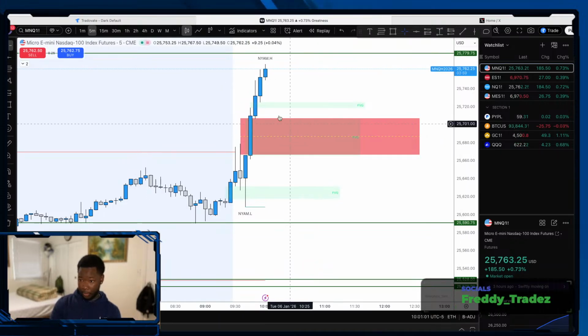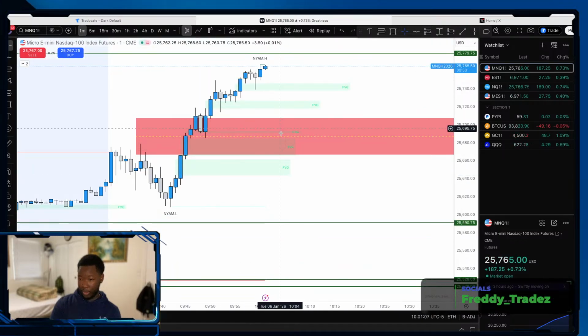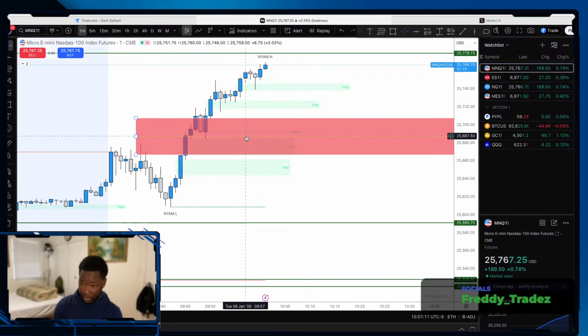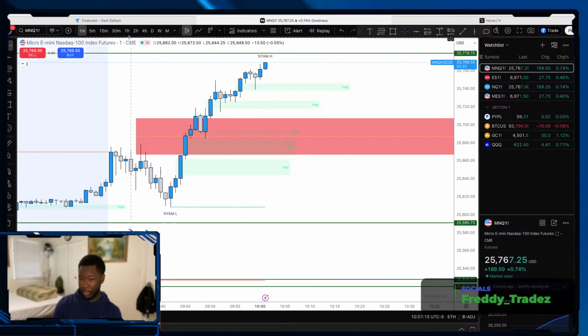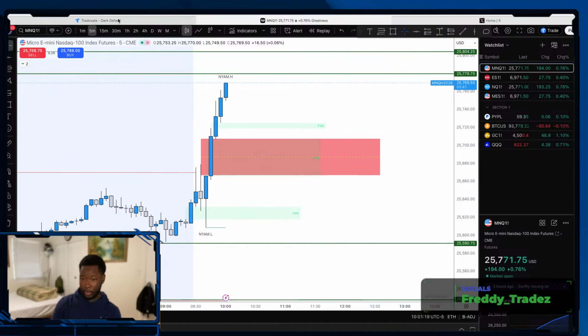Setup would be price comes back down into the gap. We get on the 1 minute respect in the gap or a reversal model, IFEG or CISD, and then we look to take longs. So that's what we'll be waiting for.